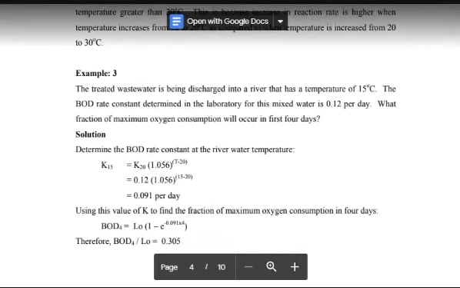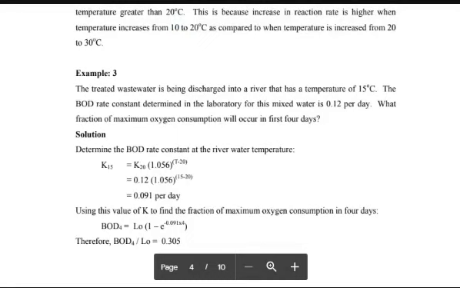Right. So the question asks for the fraction of the maximum. That's why we take the ratio of BOD at 4 days upon the initial BOD present. And that will be 0.305.